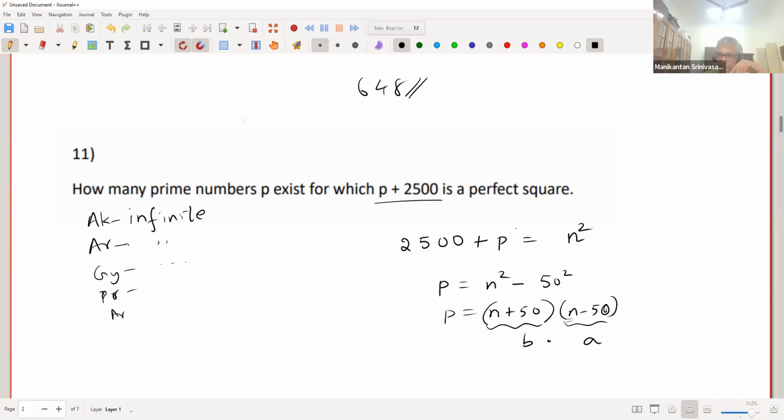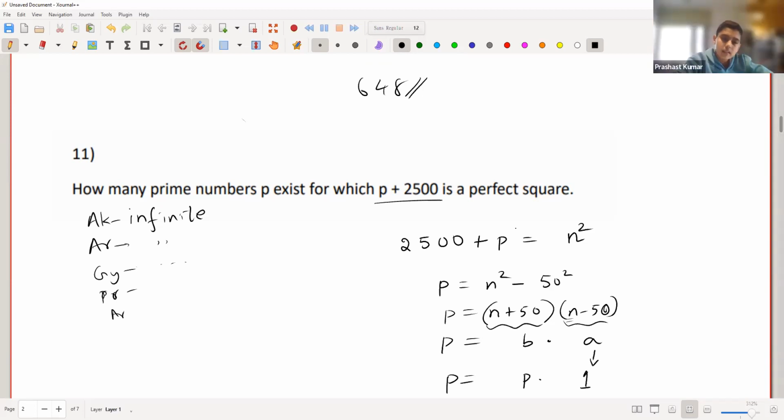Now, can a prime number be the product of two numbers, Precious? The definition of prime itself is that it's a number which cannot be broken down further, correct? So we agree, it has to be something into one. In fact, which is why I'm saying the smaller one has to be one, and this bigger portion should be p itself. There's no other way. Sir, I don't get it. So what do you mean? The bigger portion has to be p. The smaller one has to be one.